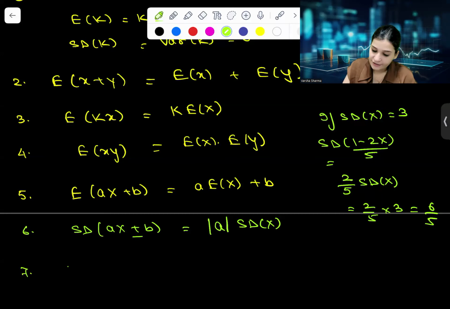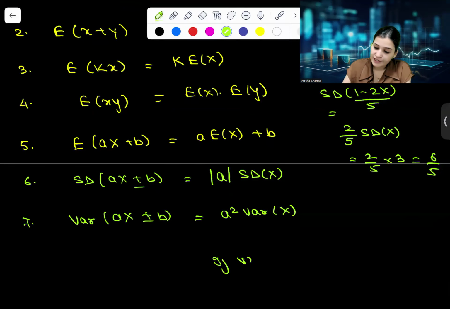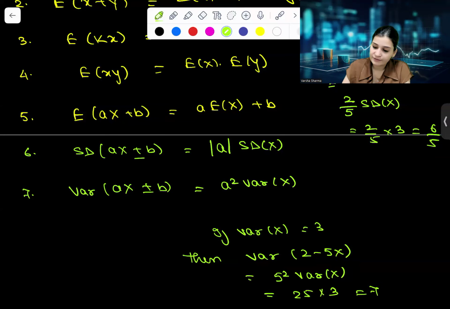In variance, again, whatever you add or subtract, it doesn't matter. That will again get vanished. But whatever you have multiplied or divided, that will get squared. A square into variance of x. If variance of x is 3, then variance of 2 minus 5x would be 5 square into variance of x. So 25 into 3, that is 75.